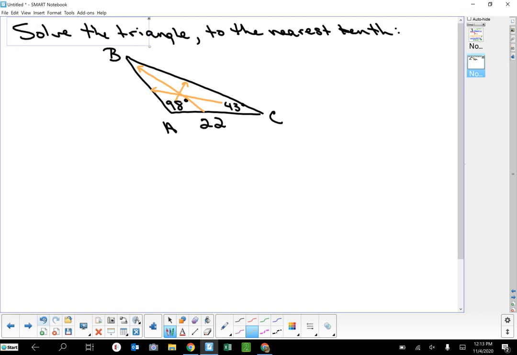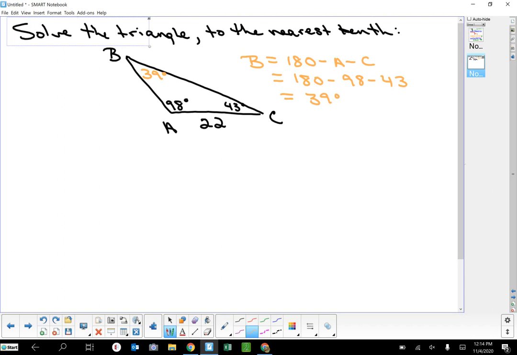So I'm going to hit undo a couple times just to get those arrows out of there. And what we're going to do is we're going to say angle B is equal to 180 minus angle A and angle C. And so that's 180 minus 98 minus 43, and that is equal to 39 degrees. So we can plug that in over here. And now I know angle B and its corresponding side.